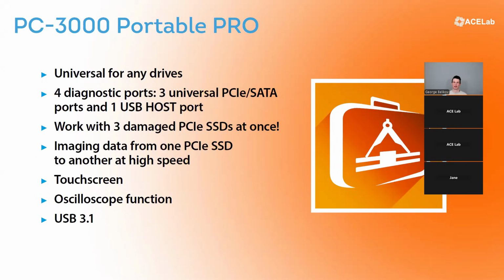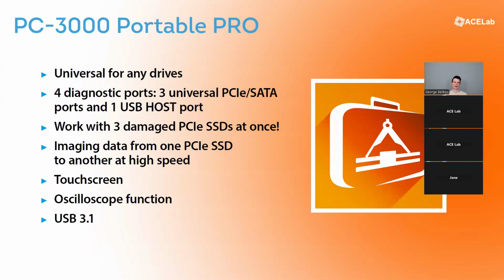There was a question in chat: what is the difference between Portable 3 and Portable Pro? With Portable Pro, you can work with 3 damaged PCI Express SSDs at once. Also, you can image the data from one PCI Express SSD to another at high speed. You can image from 1 to 2 drives at the same time. The USB port can be used as the target port and as the source port, so you can analyze the data like I just showed you. This second SSD was done completely via the USB host port. I didn't solder anything to connect it to port 0 or something like this.